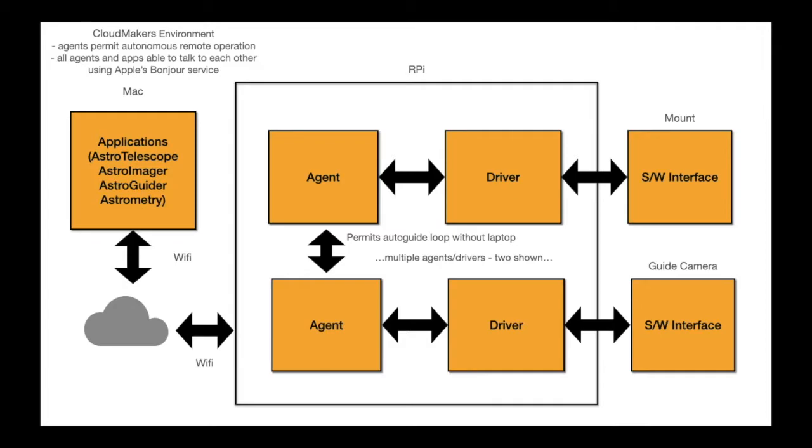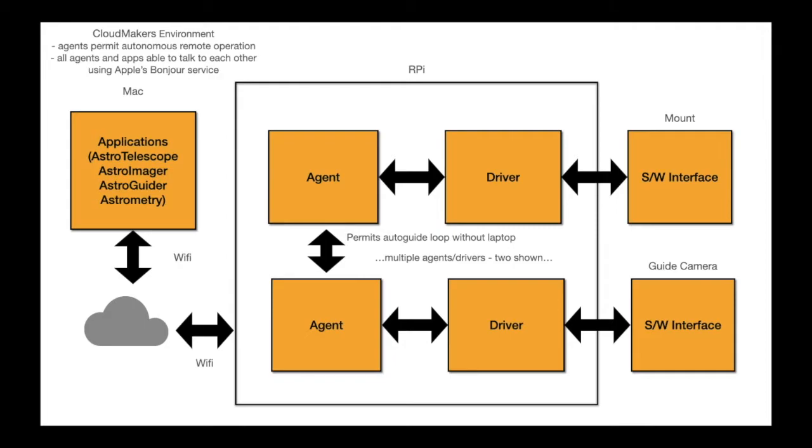So the difference with this and some of the other software is this one, when it's going through Wi-Fi, uses agents on the Raspberry Pi to drive the mount. So when you disconnect from Wi-Fi, the agent will keep running and it'll keep running the guiding software, for example, and the agents will talk to each other. So basically, the agent is very similar to the application, but it's running essential features on the Raspberry Pi.